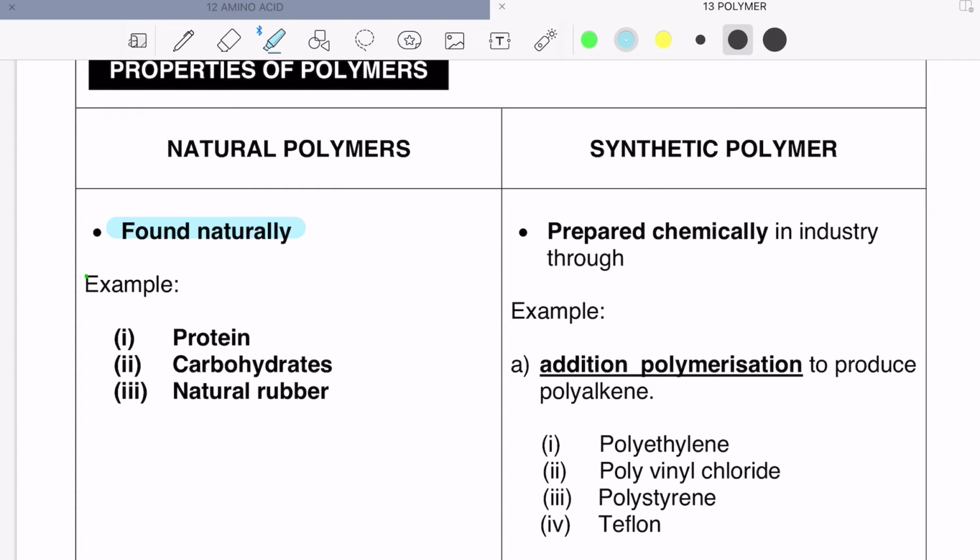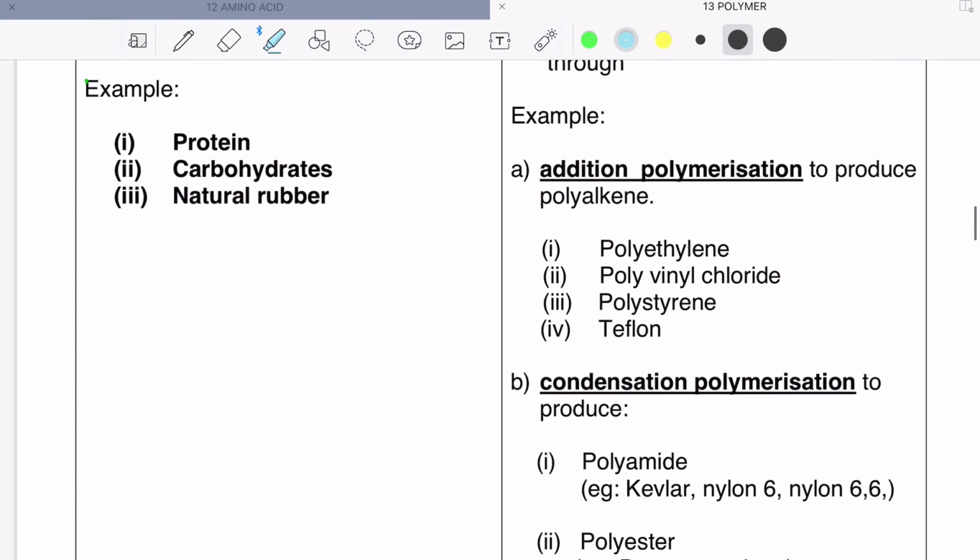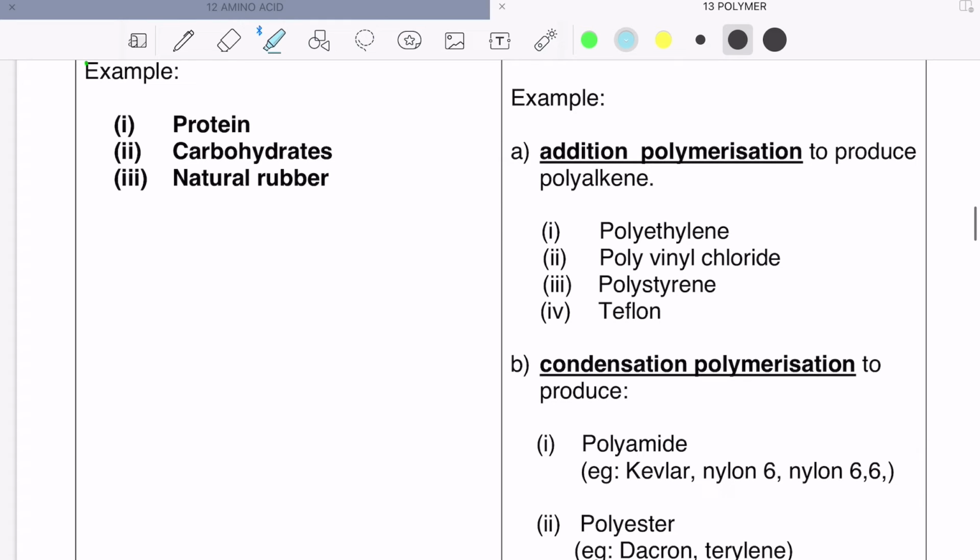But when it comes to synthetic polymer, it is a polymer prepared chemically or human-made in industry. To have this synthetic polymer, we undergo two types of polymerization, which are addition polymerization and condensation polymerization. And these are the examples for addition polymerization and condensation polymerization, or I can say these are examples of synthetic polymer.